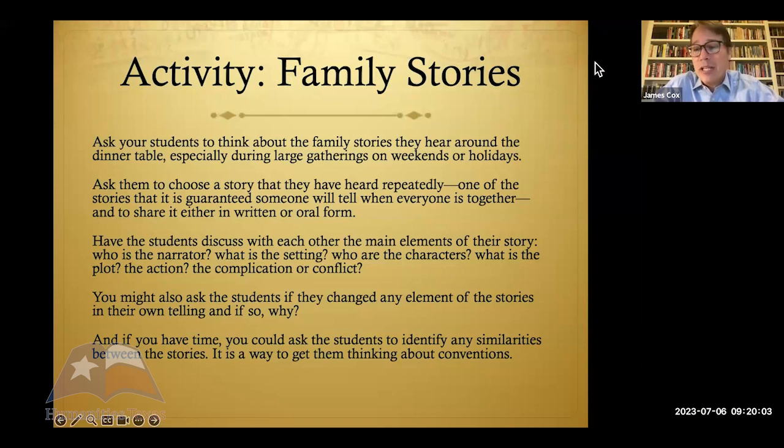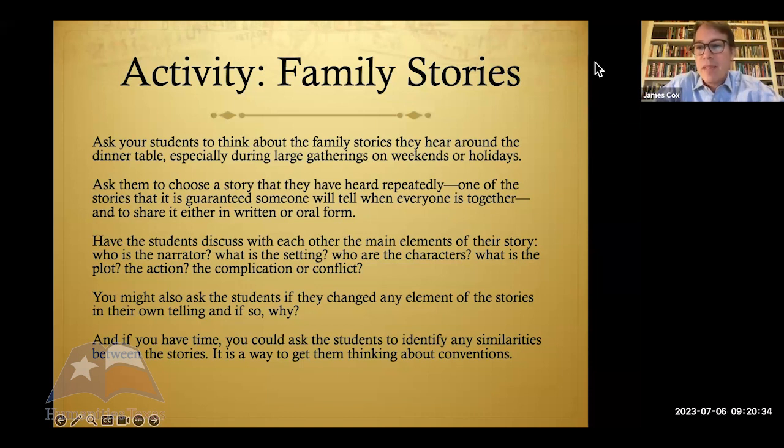That can also be really interesting, but that kind of question gets to what storytellers and more specifically writers are doing when they're deciding what to convey in their story. They're making choices not only about what to include, but what to exclude as well. And they've done it themselves, even if they weren't necessarily self-aware of it. And then if you have time, you could ask students to identify any similarities between the stories.